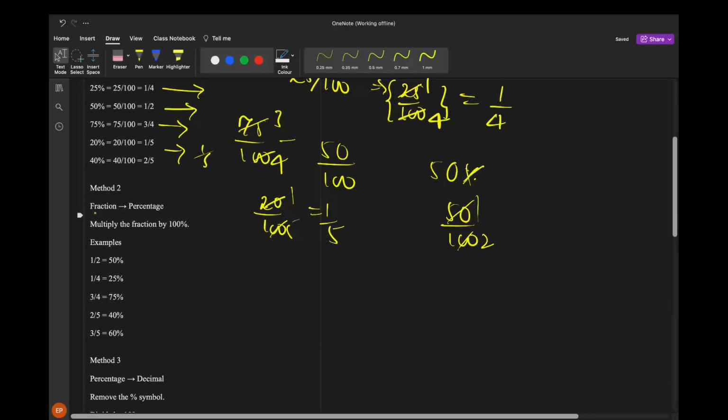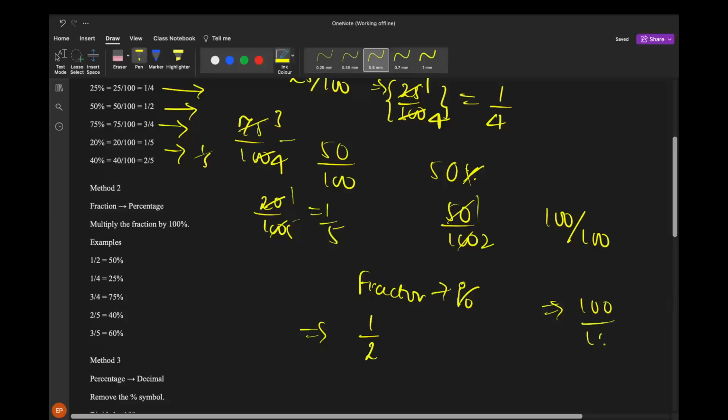And next, fraction to percentage, which means vice versa. Fraction to percent. Suppose I gave you 1 by 2. How to convert this fraction to percentage? See, multiply the fraction by 100%. That's it. What is 100%? 100% means 100 by 100, which gives what? 1. So if you multiply 1 by 2 into 1, it is 1 by 2 only.